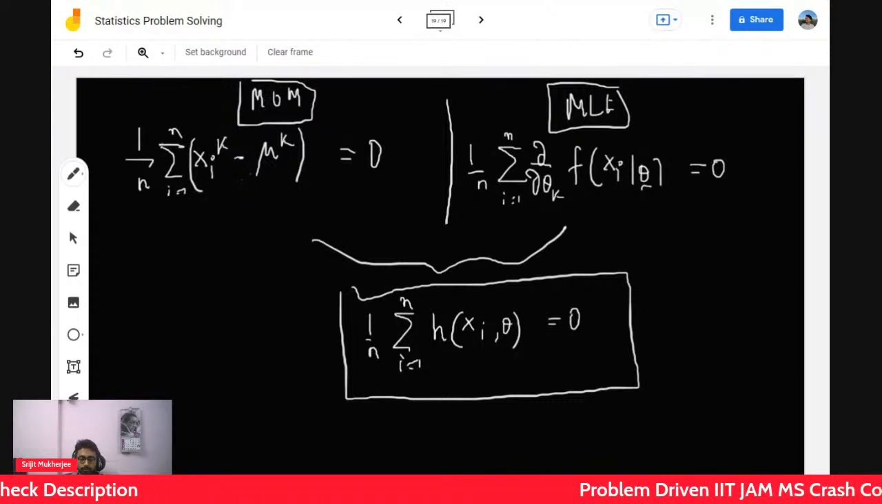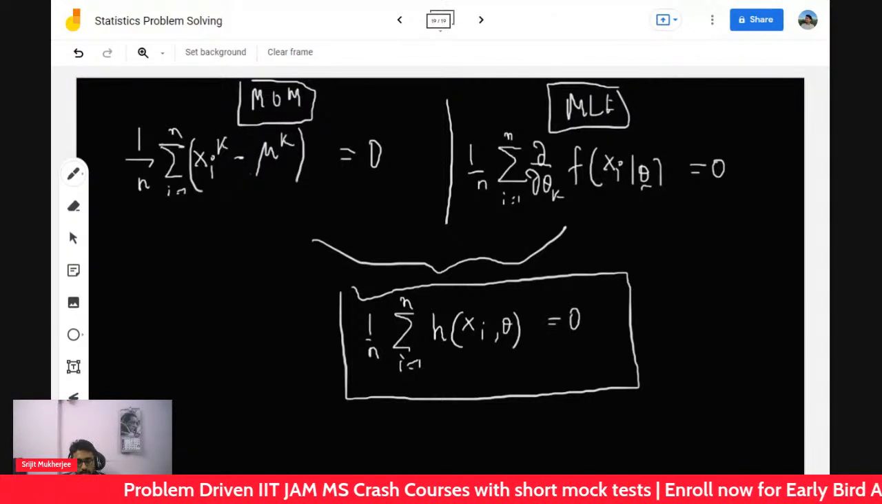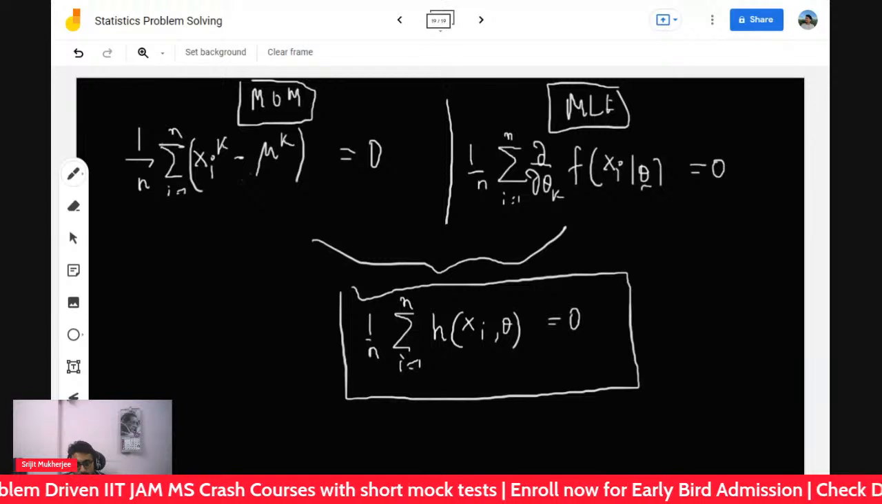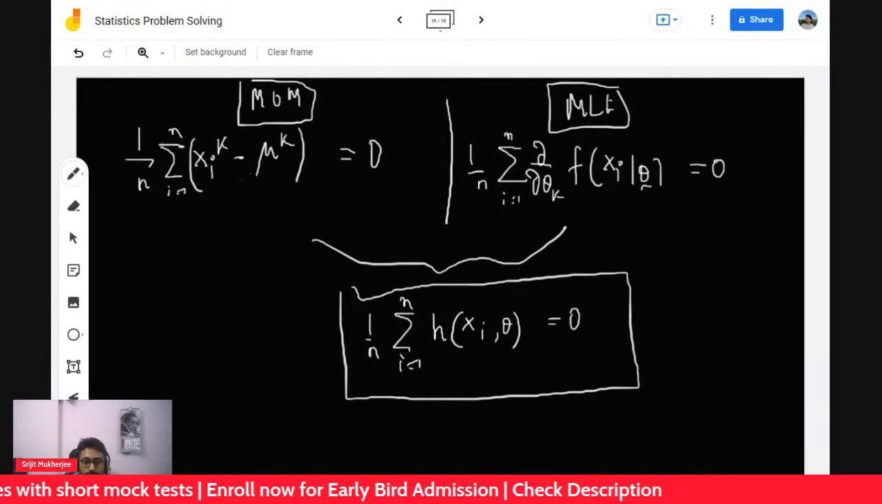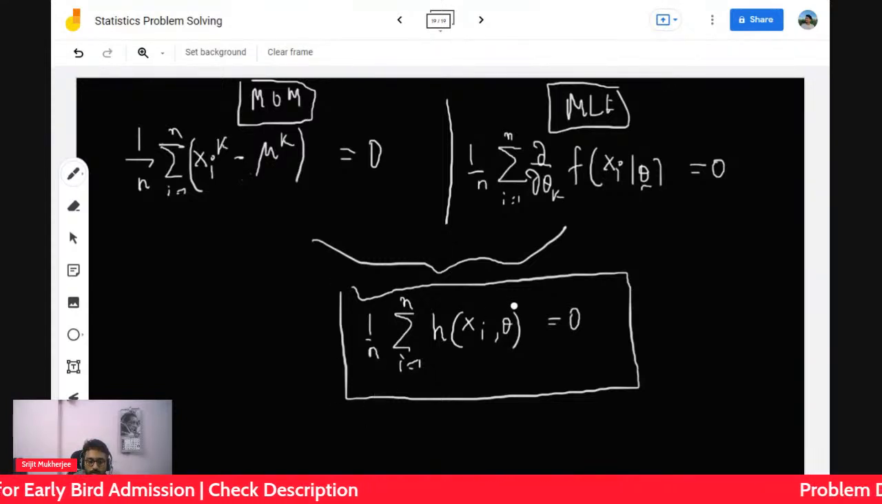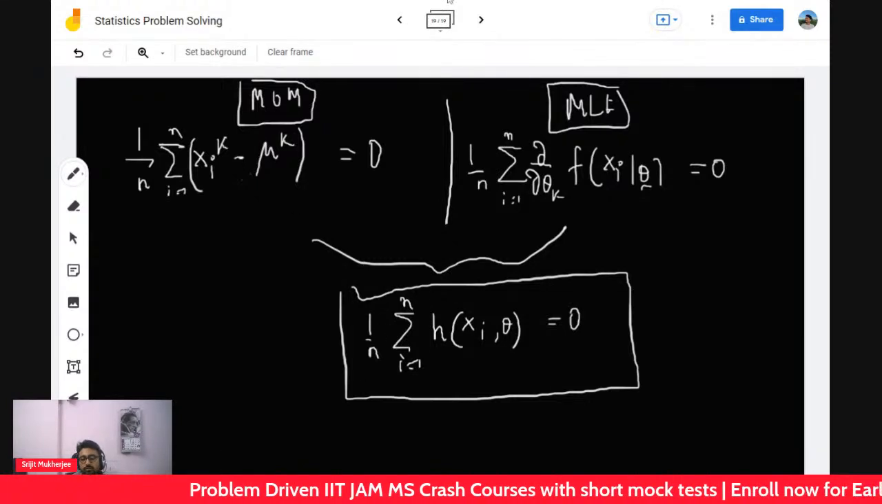So therefore, MOM and MLE are nothing but K equations like this. It's nothing but K equations like this, giving the estimates. Did you understand this?